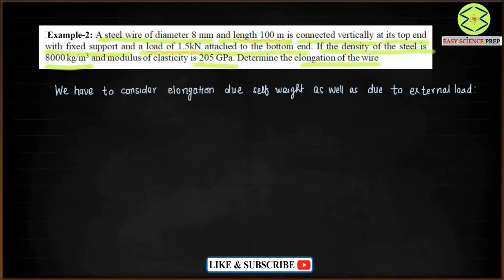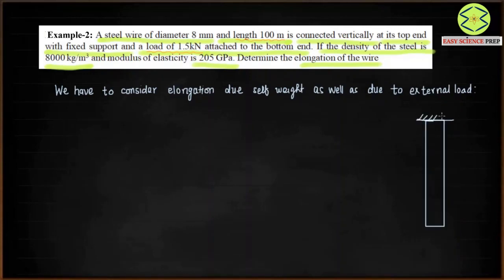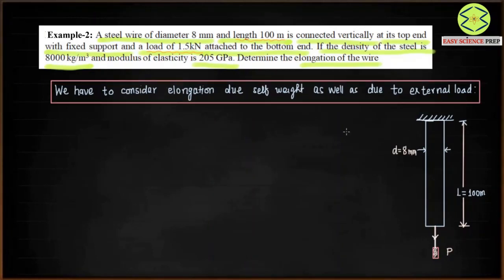Now let me draw the schematic diagram just to make it more clear. We have a bar, and this bar is also subjected to some external load, which I'm going to call external load P. This external load P would cause a deformation in the member, as would its self weight. The length is around 100 meters and the diameter is given as 8 mm. This is a very important point to remember: we are going to consider the elongation due to self weight as well as due to external load.